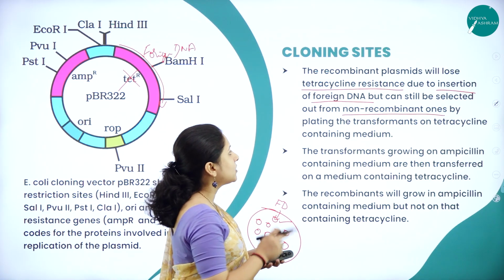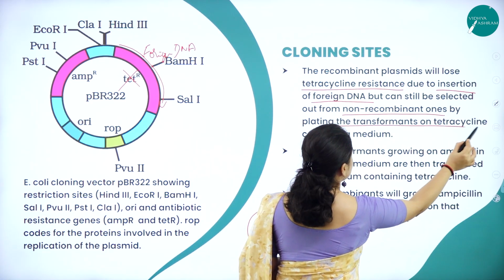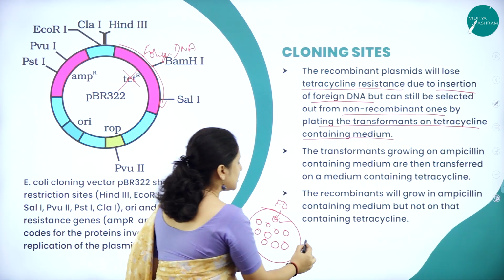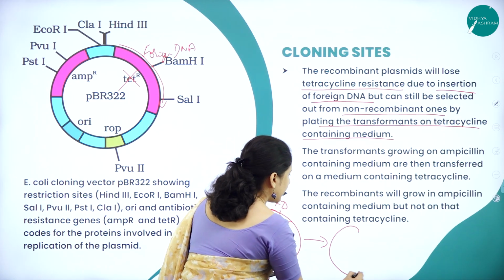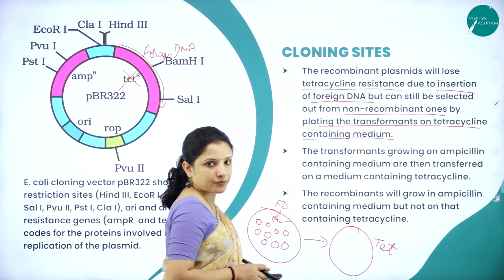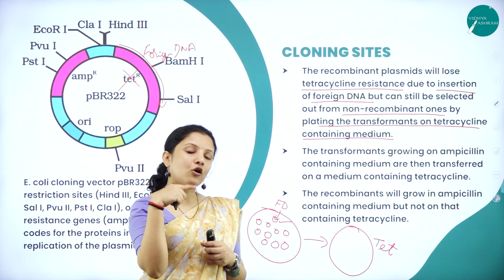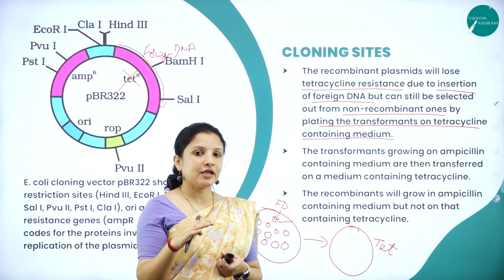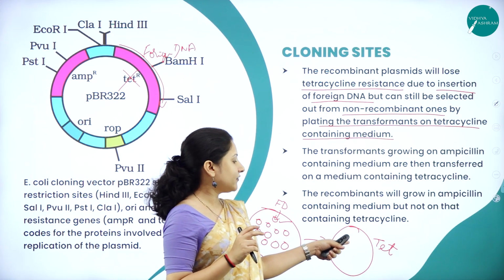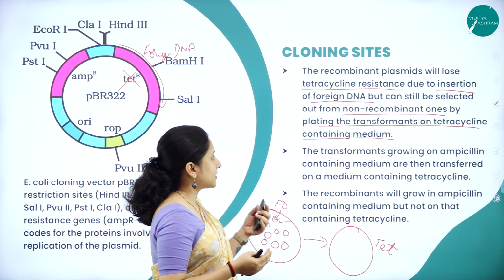How can we find out? We can find out by plating the transformants on a tetracycline-containing medium. What I will do is take it from this and plate it on a medium containing tetracycline. If the foreign DNA got introduced into the host, it will not grow in the tetracycline medium, because the resistance gene is disrupted. If it is not introduced, it will grow. So that is how we can find out.